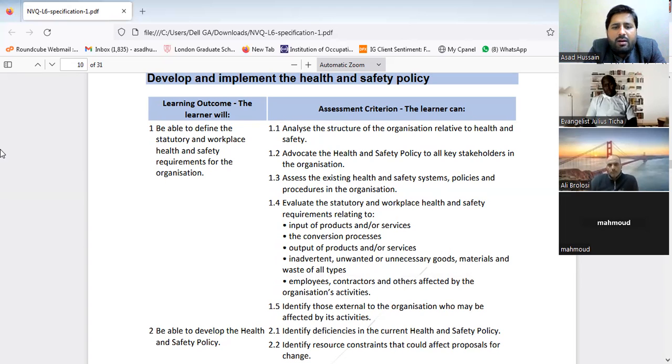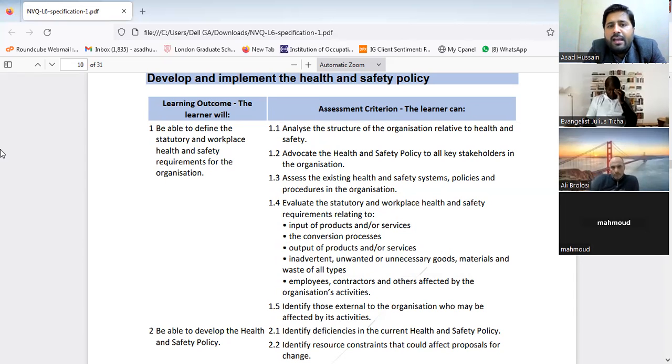What is the meaning of this? Why do we have to define that? Actually, this learning outcome is concerned with, or you can say it is asking about, the requirements implemented on the organization or on the workplace, with respect to the workplace itself and the legal requirements.